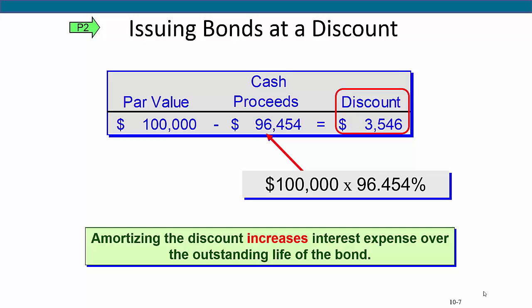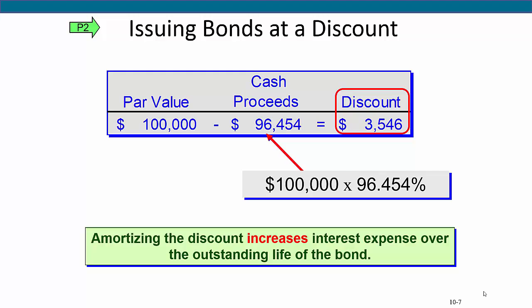As a result, the discount represents an additional interest factor that will be amortized, or systematically allocated, to interest expense over the life of the bond. Amortizing the discount will increase the total interest expense recorded for the bond to equal 10%, which is the market rate of interest. It's actually pretty cool, but very complicated too.